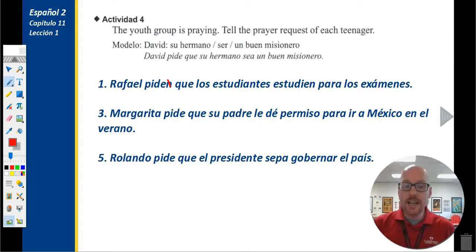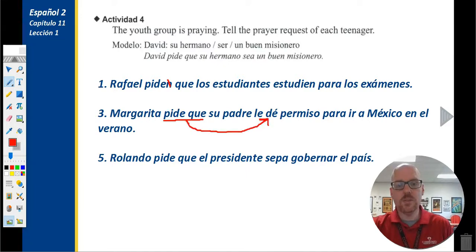Número 3. Margarita pide que su padre le dé permiso para ir a México en el verano. Margarita asks that her father would give her permission to go to Mexico in the summer. This is the request that she was making, and it shows us the influence over this conjugated verb. That's why we got the subjunctive for dé.